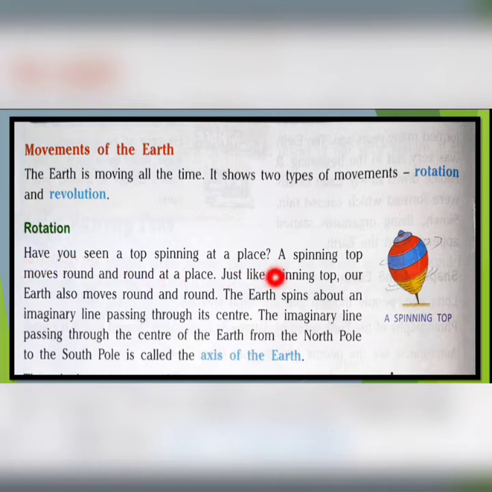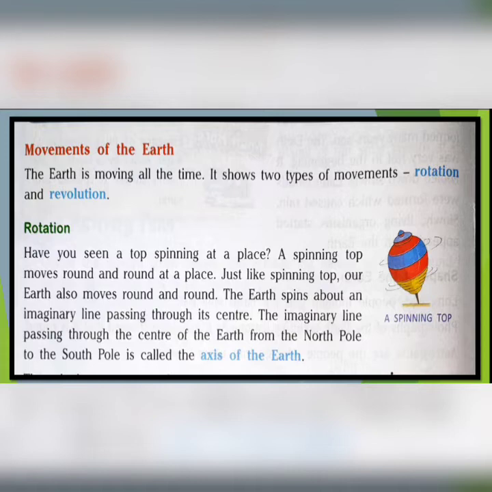Have you seen a top spinning at its place as shown in this picture? It spins but remains at the same place. Right? A spinning top moves round and round at a place. And just like a spinning top, our Earth also moves round and round. The Earth spins about an imaginary line passing through its center. The imaginary line passing through the center of the Earth from the North Pole to the South Pole is called the axis of the Earth.